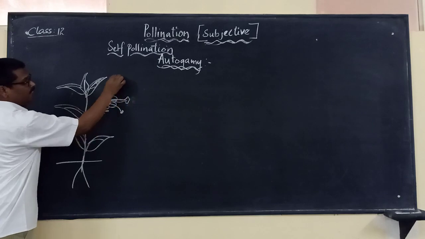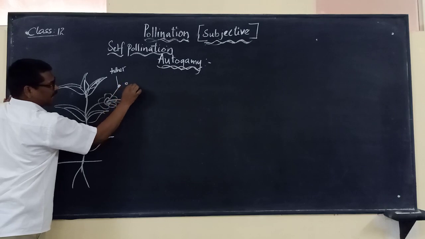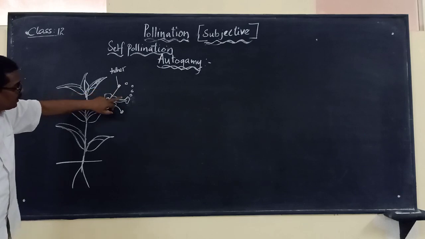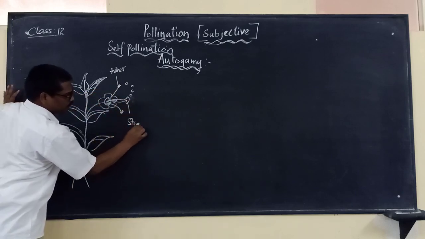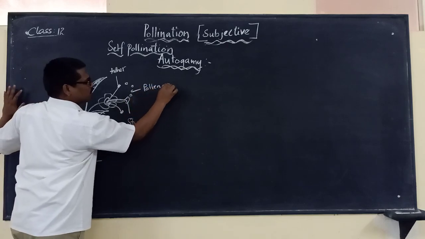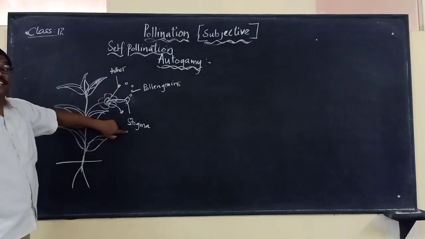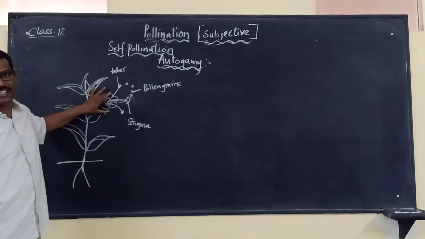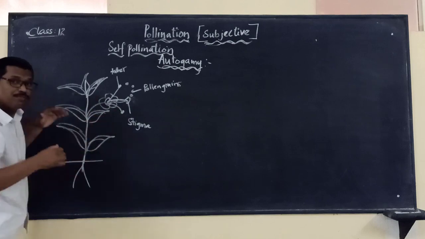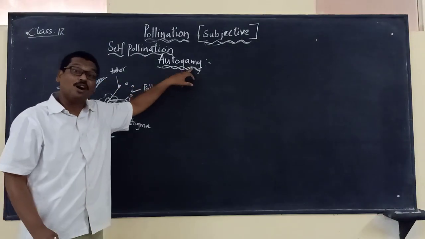Suppose this is the anther, and the pollen grains are released from here and come and fall on the stigma. So this is the stigma, and these are the pollen grains. Transfer of pollen grains from anther to the stigma of the same flower, that is what is important here. When pollination takes place within the same flower, we call it autogamy.